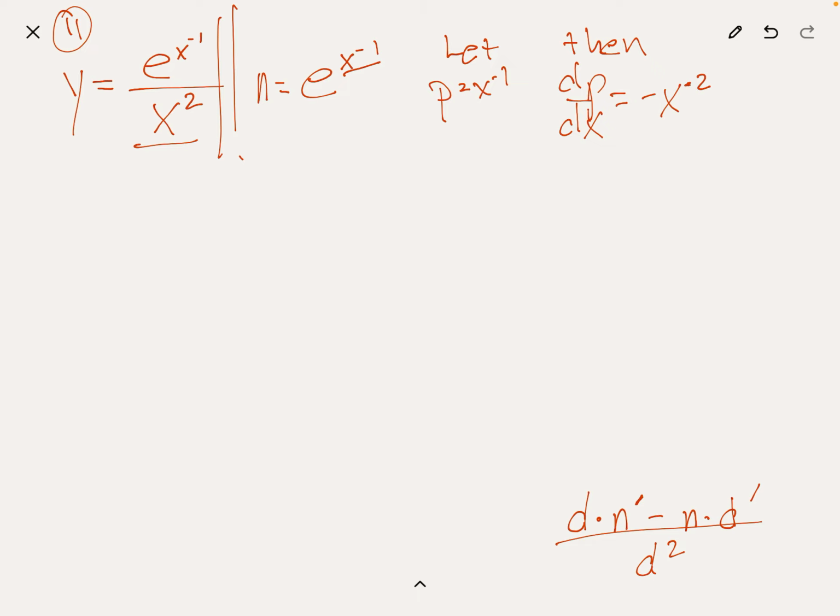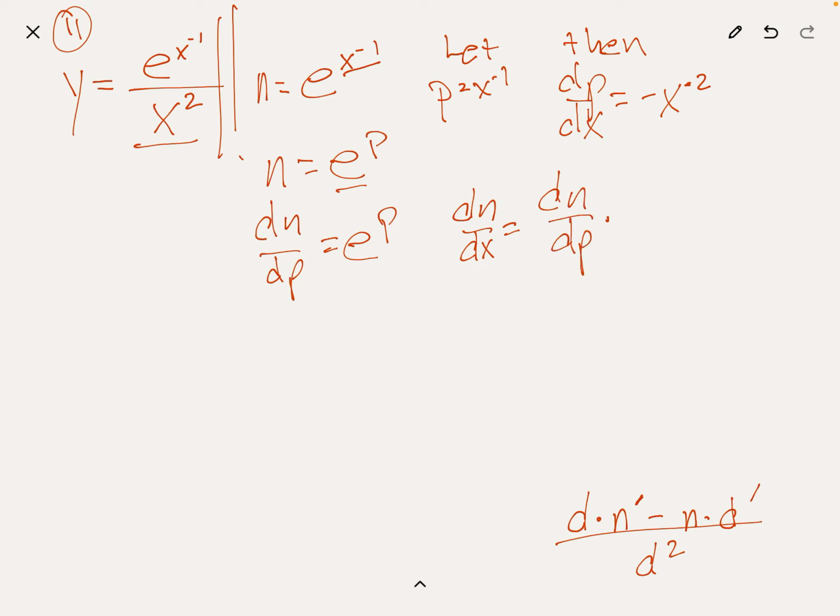Okay? And then we go back and plug in p. So that's n equals e to the p. Well, the nice thing about this function is the derivative equals the function. So dn dp equals e to the p. And so we're ready to find the derivative of the numerator in terms of x. Remember, dn over dx equals dn over dp times dp dx. The dp's are going to cancel out.